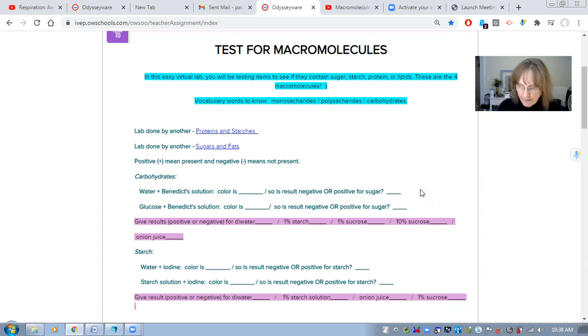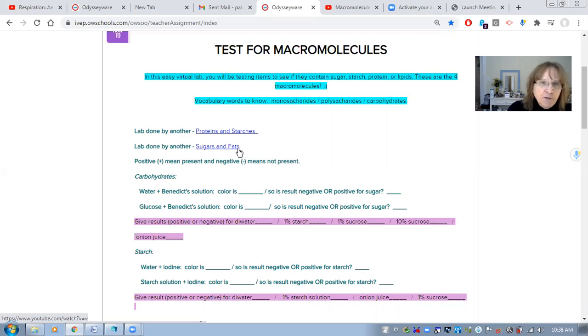It does look a little confusing. It's not near as confusing as it looks. We have two videos here. Proteins and starches are in one. Sugars and fats are in the other. Remember that the proteins, starches, sugars, and fats, we're talking about macromolecules here.